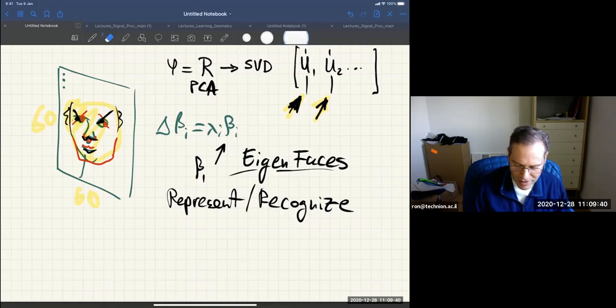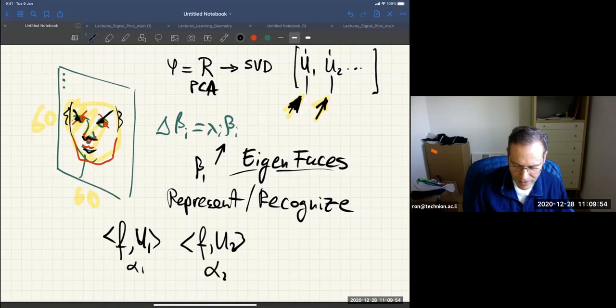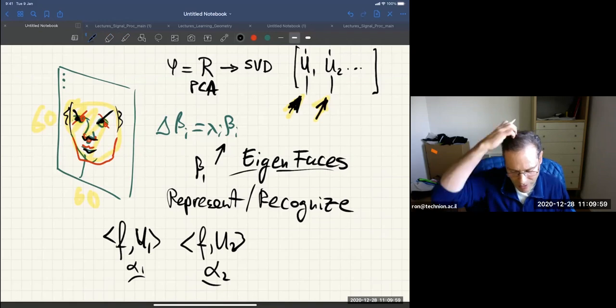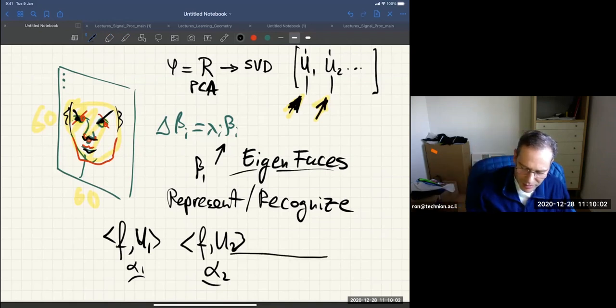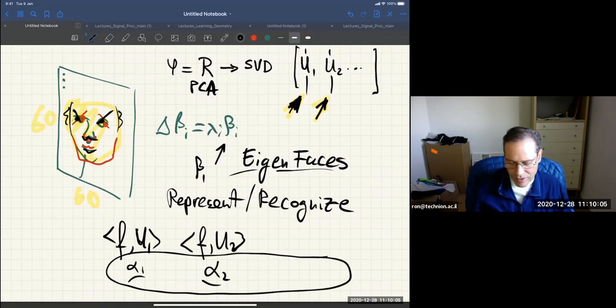So they took a face, let's call the face F, and they projected it into U1, and they got, let's call it alpha 1, and then projected the same face into U2, and they got alpha 2. So you can use it in order to represent the face in a compact way, if the face would have been smooth. But what they did is they used these alphas as features in order to recognize faces. And it made a lot of noise, but let me tell you that this was not the best way of recognizing people. But if you look at eigenfaces, it is a very interesting way of looking at faces.